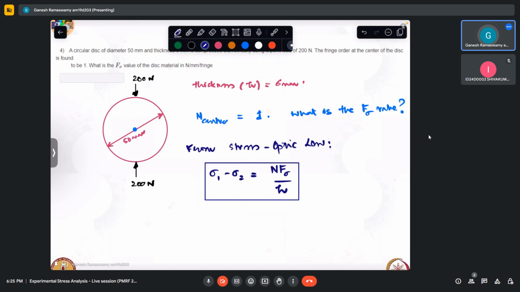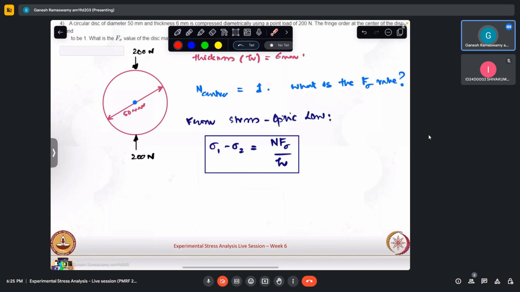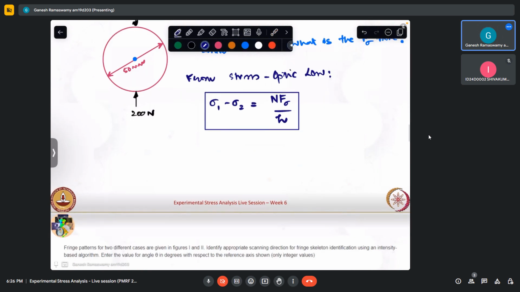On the right side, fringe order n is given to be 1, the thickness of the specimen is given to be 6, and F sigma is what is asked. So from the left side we have to evaluate sigma 1 minus sigma 2. Now we know that sigma 1 minus sigma 2 is dependent on the problem at hand, and this happens to be a problem of a disc under diametral compression, and this also has a spatial variation. Sigma 1 minus sigma 2 will vary depending on which point we consider, and we have been told that we are considering the center point for this purpose.